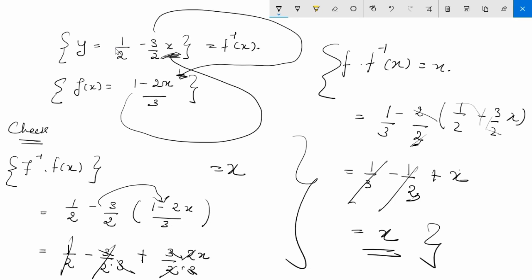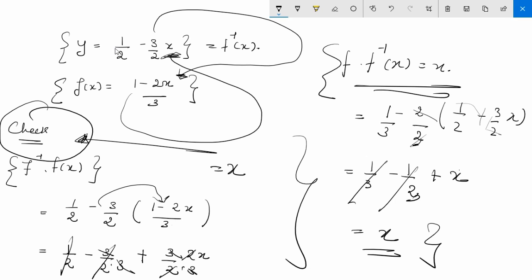So in this way you have found the inverse. Also you can check using the composition or the definition whether the answer you have found is correct or not.